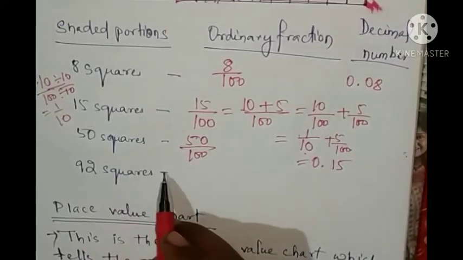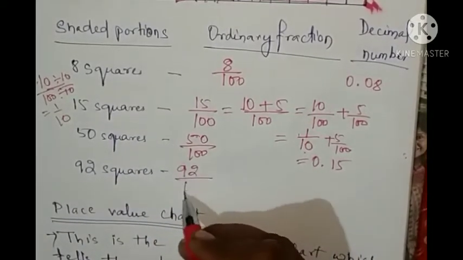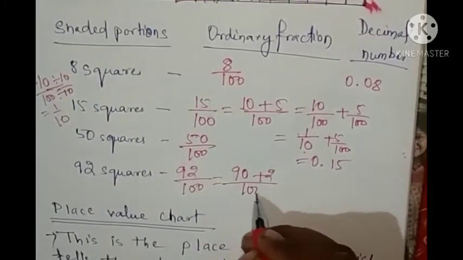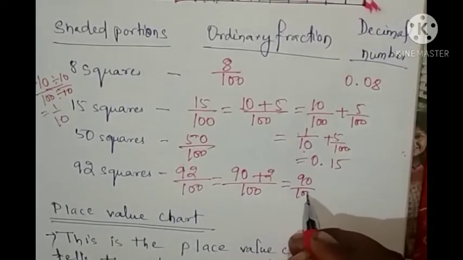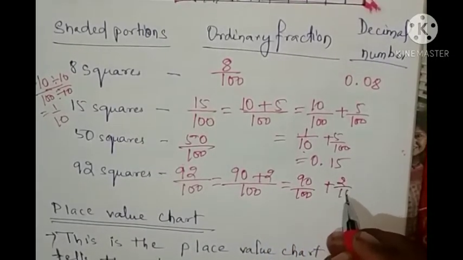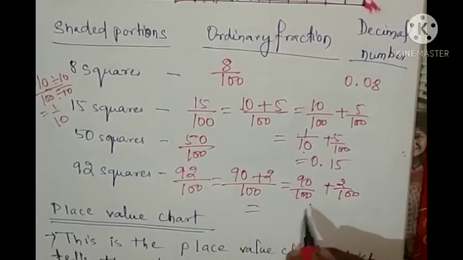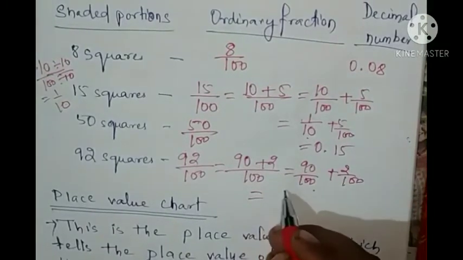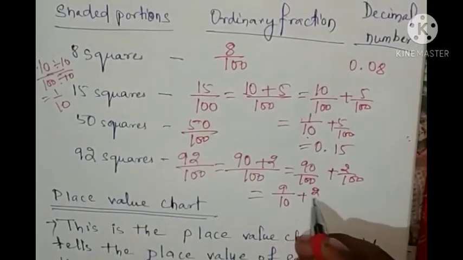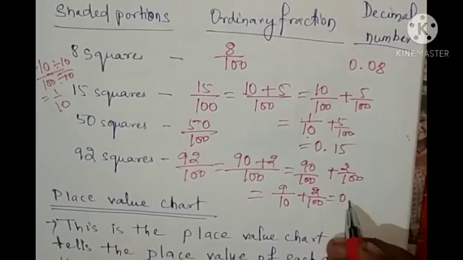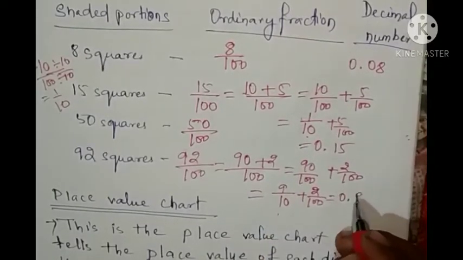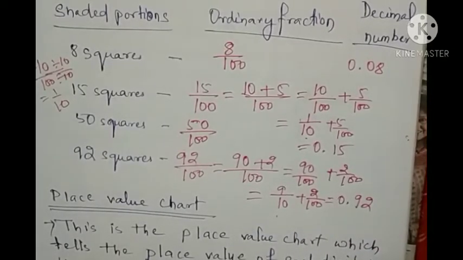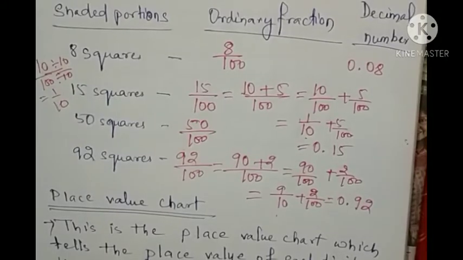Like this, 92 squares means 92 by 100. So you can write it as 90 plus 2 by 100, so 90 by 100 plus 2 by 100. 90 by 100 is how much? This is 9 by 10 plus 2 by 100. So 0. The first 10th place will be 9, then 2. Like this you can write the shaded portion, that ordinary fraction, into a decimal number.